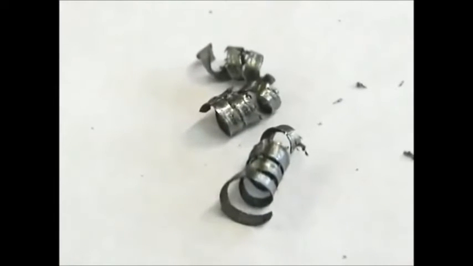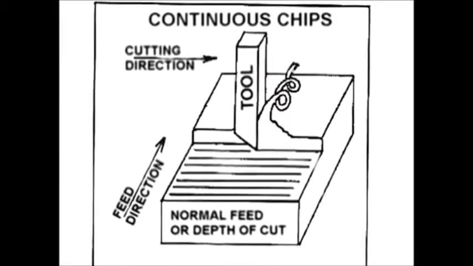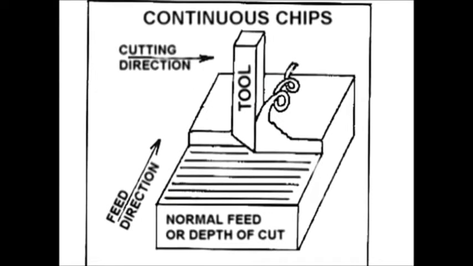The second chip, the one that we produced when using a reasonable depth of cut, is representative of a continuous chip form. This type of continuous chip indicates that we've found a balance point between all our variables. This is by far the best type of chip for maximizing our machining.